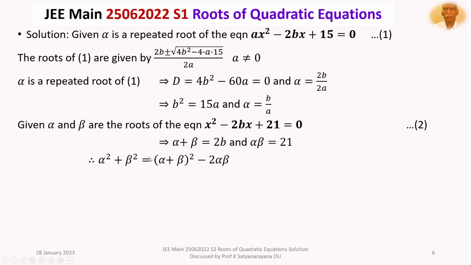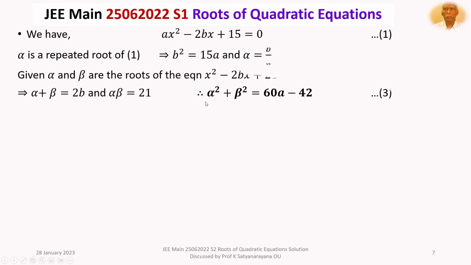Therefore alpha square plus beta square is equal to alpha plus beta whole square minus 2 alpha beta. It is well known to us. Alpha plus beta is 2b, so 2b whole square, that is 4b square, minus 2 into alpha beta, which is 21. 2 into 21 is 42. That is 4b square minus 42. And we know what b square is. b square is equal to 15a. Therefore, 4b square is equal to 60a. So, in the place of 4b square, we write 60a minus 42. So, the story is that if you find a, that is sufficient. Then substitute here, and you will get the answer for alpha square plus beta square. We do it in the next slide.